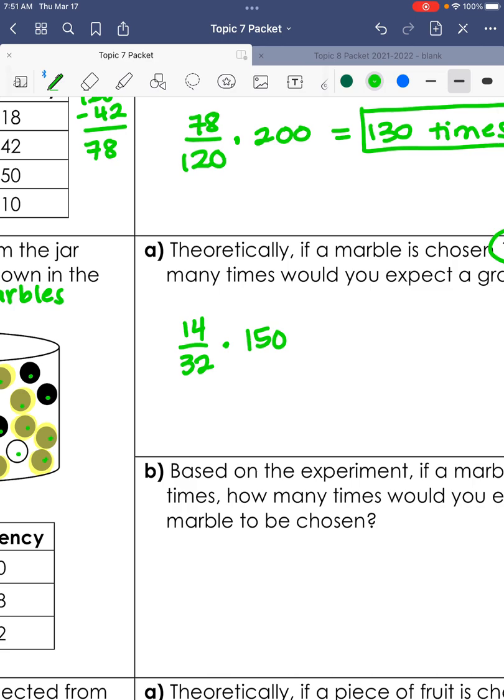So what I'm going to type into my calculator is 14 divided by 32 times 150. And I'm going to see what I get. When I put that into my calculator, I get 65.625. Okay, what we know is we can't pick a marble 0.625 times. So we're going to have to round. And because that's a 6, I'm actually going to round up. So I'm going to say about 66 times.